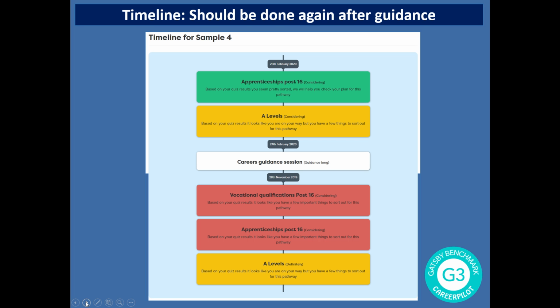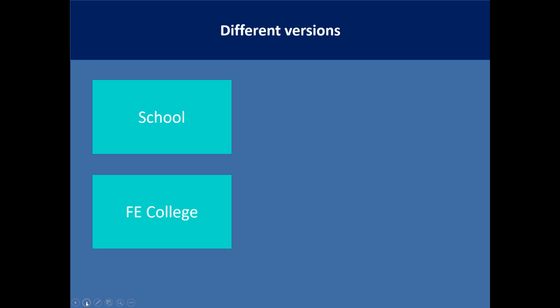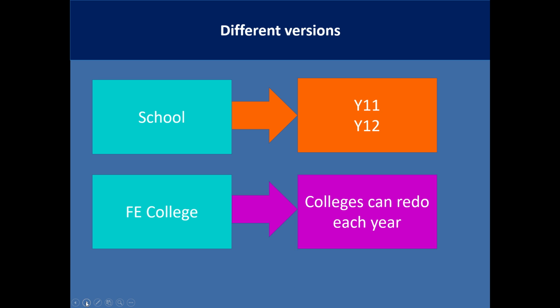So the timeline looks like this, so it shows where they were on a particular date. Then your interventions will show, and if you get them to edit their responses at the end of guidance, then you'll see that they hopefully move into maybe green, amber. There's different versions, one for year 11, 12, and one for colleges as well.